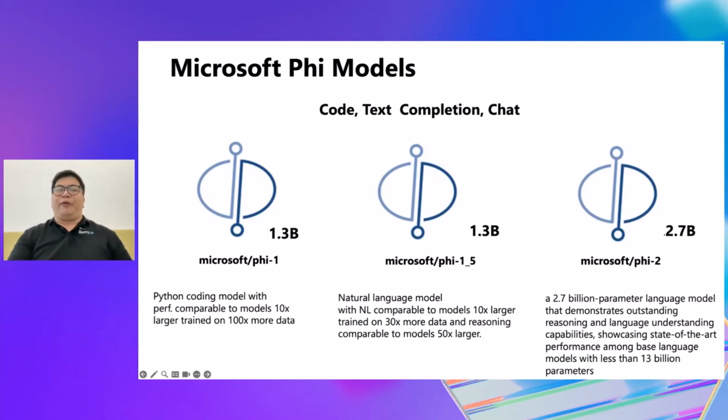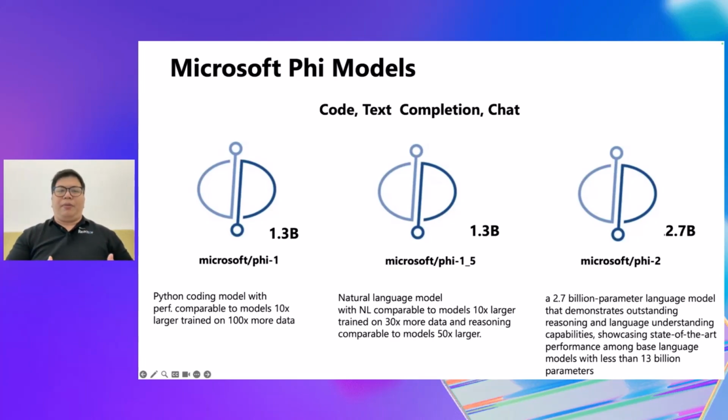It is just 1.3 billion parameters. Another one is Phi-1.5. Phi-1.5 is very good because it does not focus only on coding. It can give you text completion and chat scenarios.